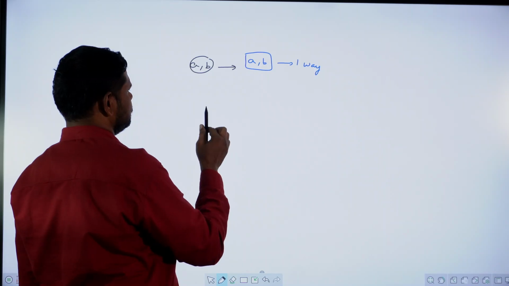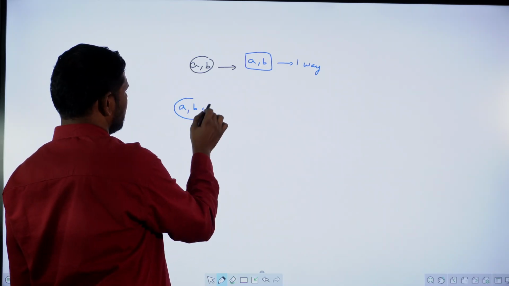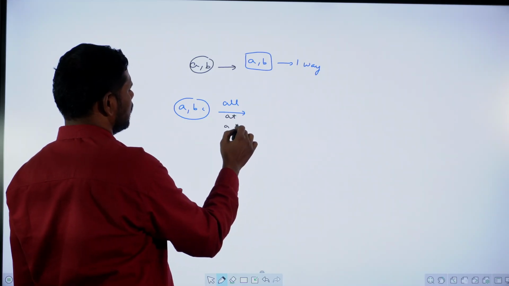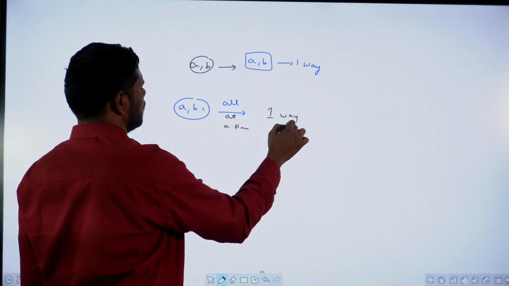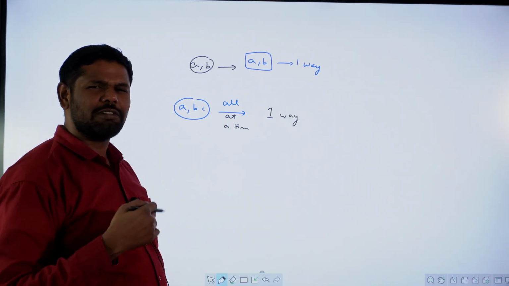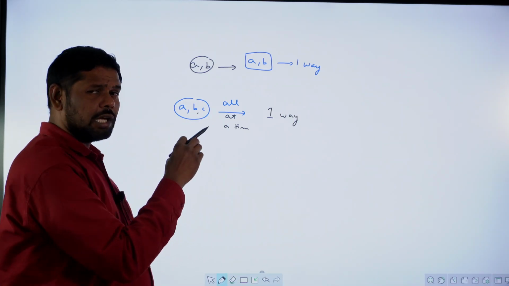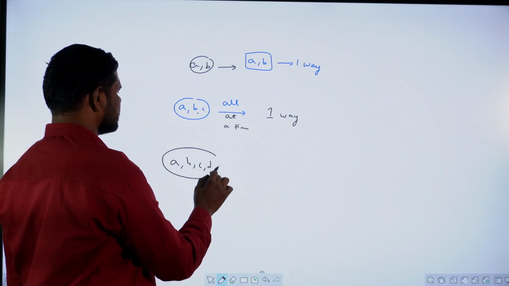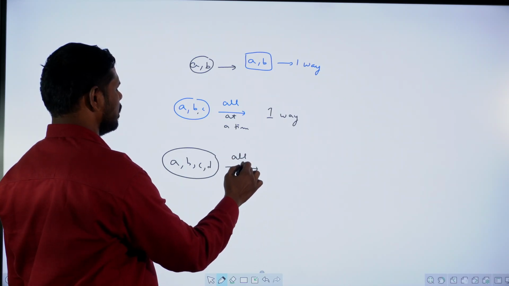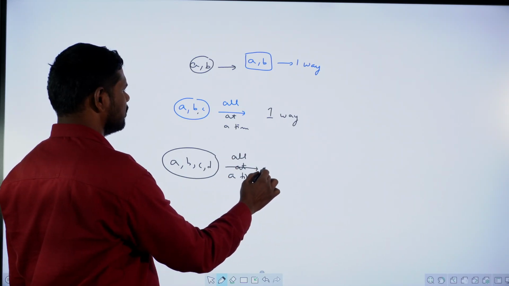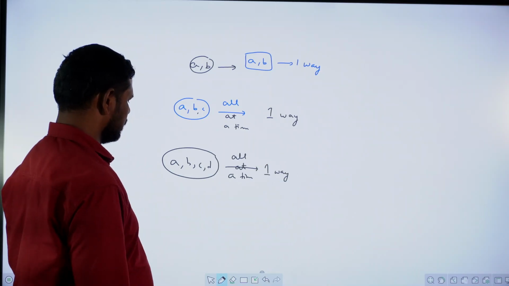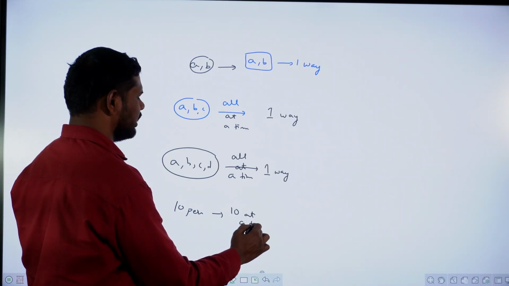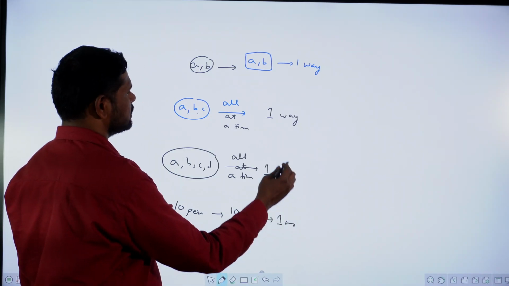That is good. Suppose A, B, C, three persons. We need to select all at a time. How many ways? One way. ABC or CBA, BCA, whatever it is, all are those three only. So all three at a time is one way. Suppose A, B, C, D, four persons are there. We can choose all at a time in how many ways? One way. If 10 persons are there, we can choose 10 at a time in how many ways? One way.